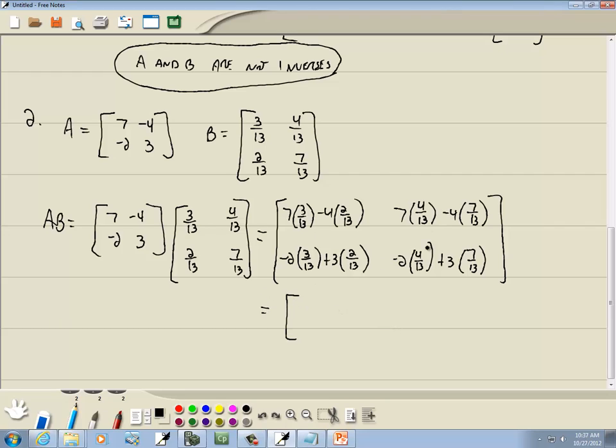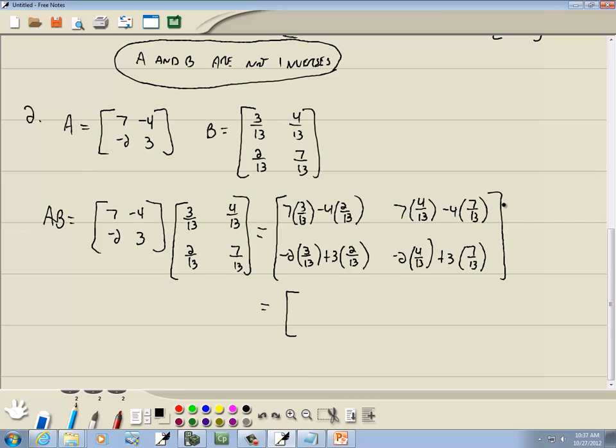Let me look for the patterns. 7, negative 4, 7, negative 4, negative 2, 3. Okay, that all looks okay. I'm about out of space.